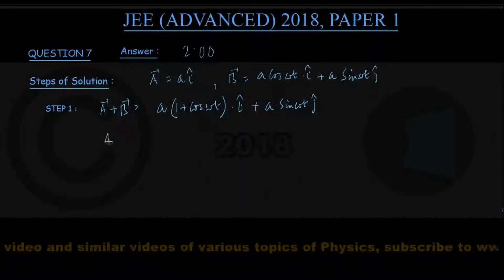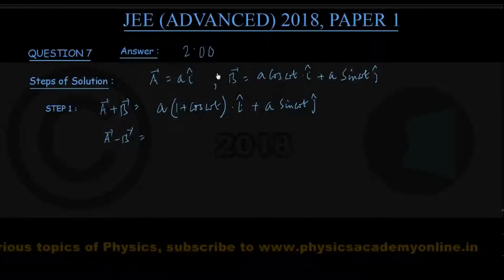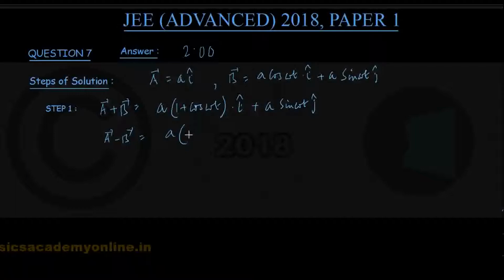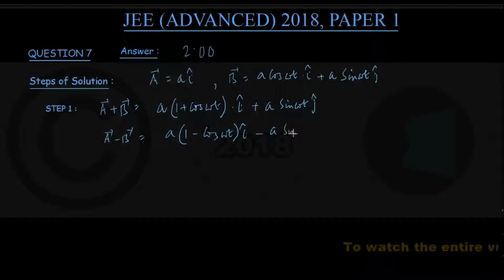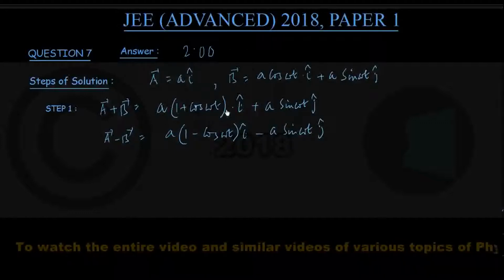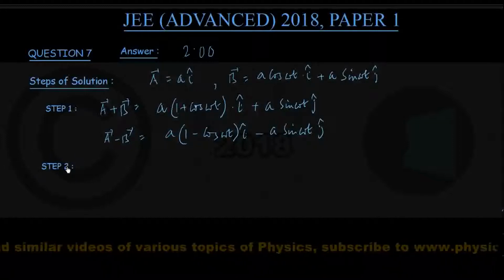Similarly, the vector difference A minus B, you subtract the coefficients of I and then j and so on. So this is coming out to be A into (1 minus cos omega t) into I cap minus A sin omega t into j cap. That is writing the vector sum and difference in terms of I and j. So step number 2, finding their magnitudes.